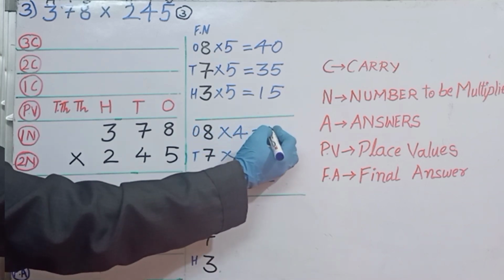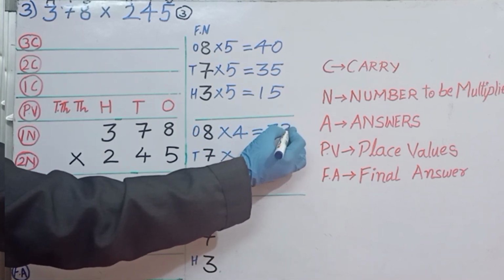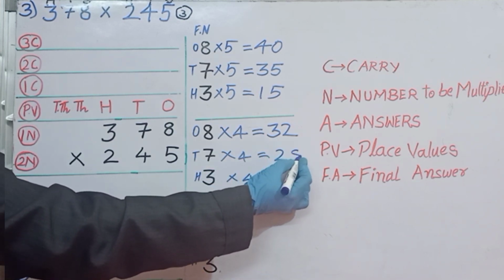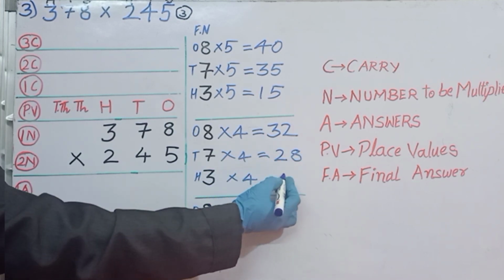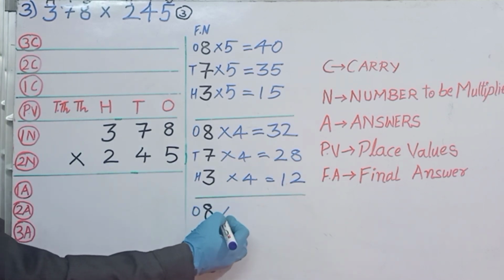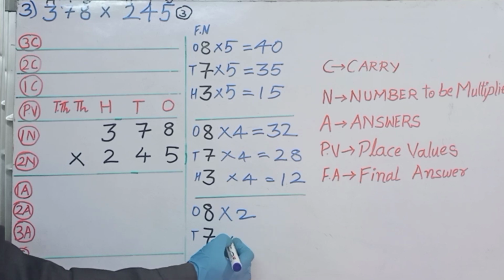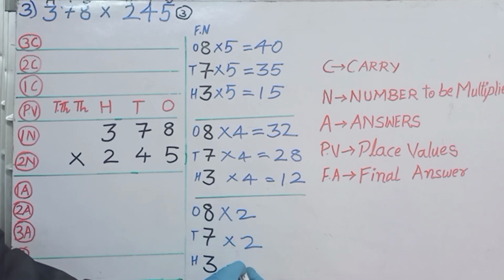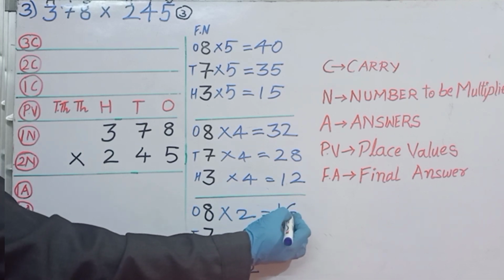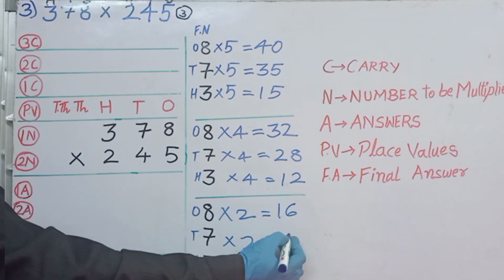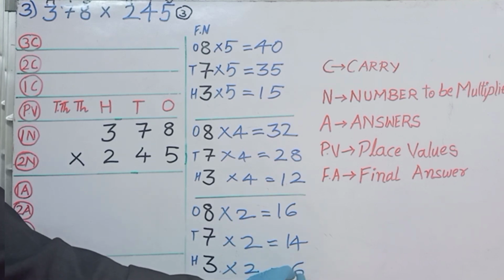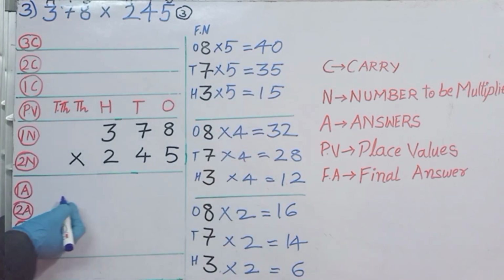4 8s are 32. 4 7s are 28. 4 3s are 12. Now the next number. The next number is 2, so I'll multiply with 2 here. 2 8s are 16. 2 7s are 14. 2 3s are 6. Now we have to write the answers here.